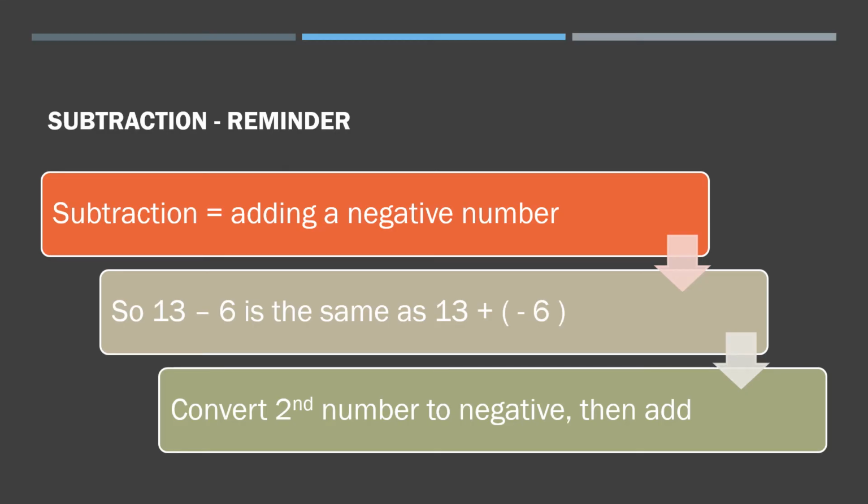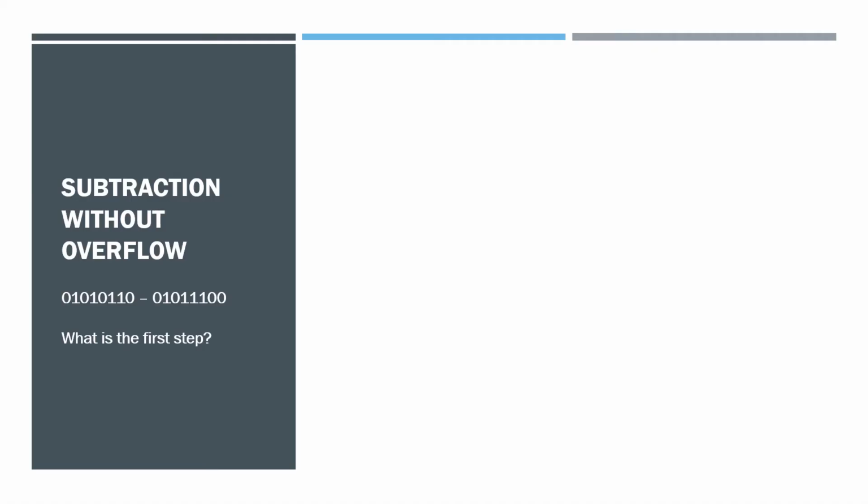So before we look at the examples, let's just remind ourselves how binary subtraction works. Binary subtraction means adding a negative number. So 13 minus 6 is the same as 13 plus minus 6. So in order to do binary subtraction, we convert the second number to negative and then we add the two numbers together. We did that last presentation. If you're not clear about that, go back and have a go. So here's an example. I thought it'd be nice to look at an example of subtraction without overflow.